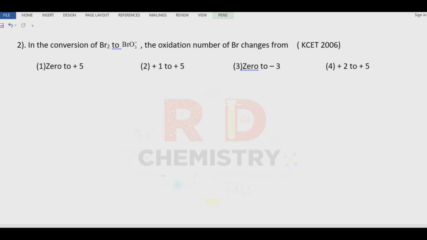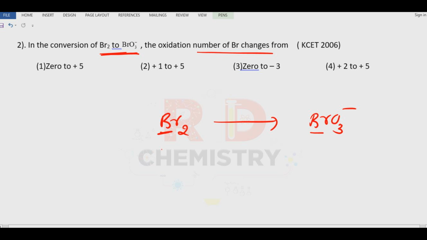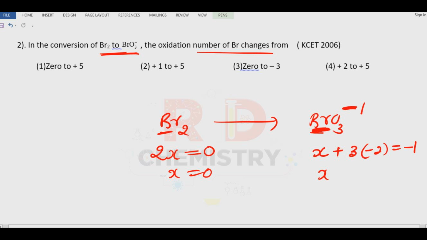Question number 2. In the conversion of Br2 to BrO3 minus, the oxidation number of bromine changes to. So Br2 becomes BrO3 minus. Calculate for bromine. In the bromine molecule the oxidation number x is 0. Here, for the ion, bromine only one element: x plus 3 into the common oxidation state of oxygen, -2, equals the total charge on the ion, -1. So x is equal to +5. So 0 to +5, option number 1 here. Clear?